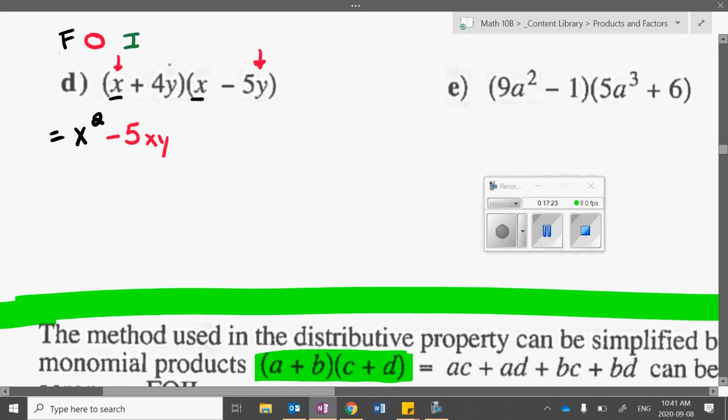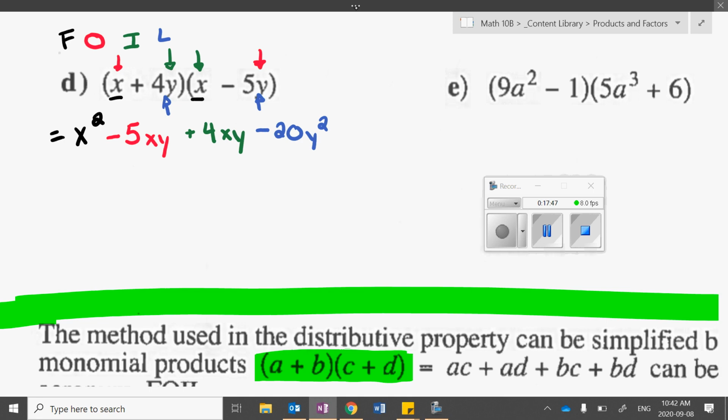I stands for inner, so our inner two terms, 4y times x gives me plus 4xy. And then our last terms are our 4y and 5y. I have a positive and a negative, so overall I get negative 20y squared.